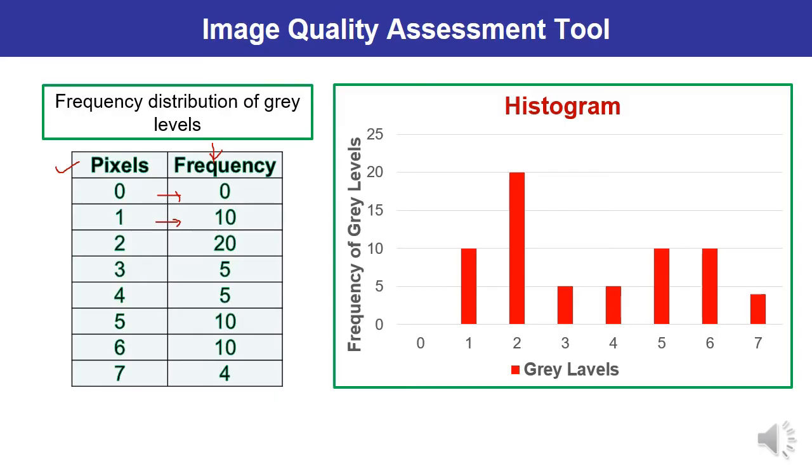Here you can see on the x-axis we have taken the gray levels, while on the y-axis the frequency of gray levels is shown, and for each and every pixel the gray level is represented. Like for 0, frequency is 0, so nothing is represented, while for 1 the frequency is 10, so it has been represented as a value of 10. For 2 it's 20, and so on. This is the way the histogram plot can be drawn, and via it image quality can be assessed.